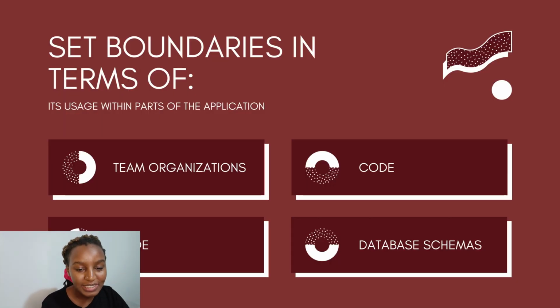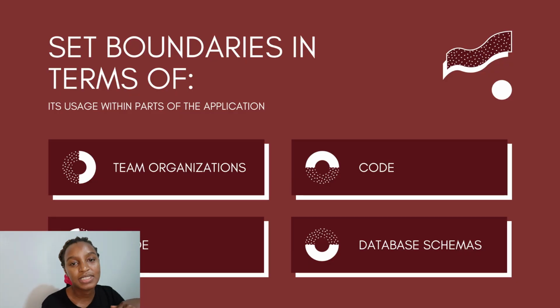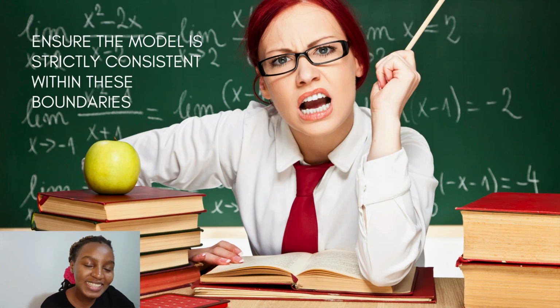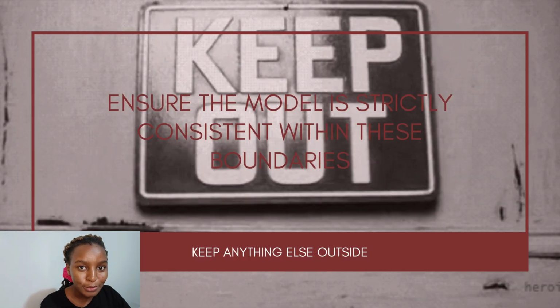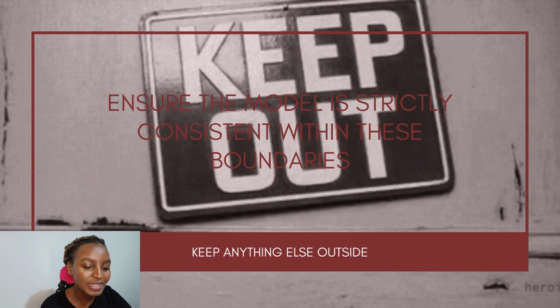And last but not least, there's database schemas. They'll tend to also have specific expertise in a sense. That's another thing that can guide you when trying to figure out what your bounded contexts are and where to apply them. Basically, just a guide on how to set the boundaries. Ensure the model is strictly consistent within these boundaries. Ideally, you shouldn't have content that shouldn't belong to you, and you shouldn't be trying to leak your things into other bounded contexts that don't need to know information about you in the first place. Keep anything else outside. Be very clear on the boundaries.